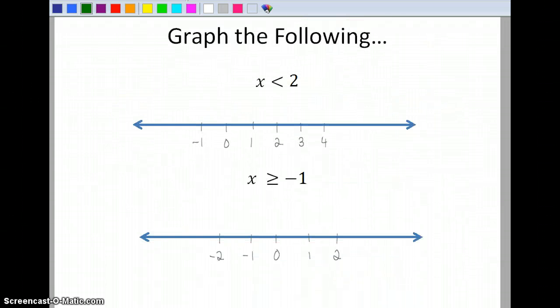Now let's graph these two. X is less than 2. Well, I have just less than, so I know I'm going to have an open circle. And I'm going to ask myself, okay, is 3 less than 2? No. So since 3 is not less than 2, I'm not going to shade that way. Well, is 1 less than 2? Just to double check. Yes. So I'm going to shade to the left in this case.